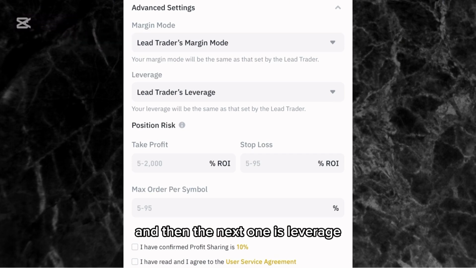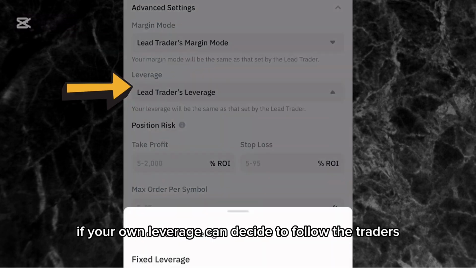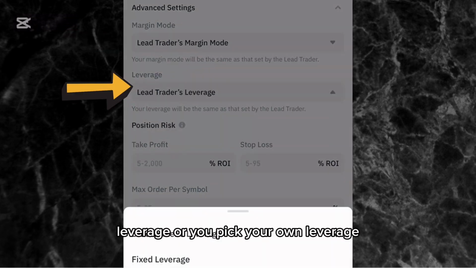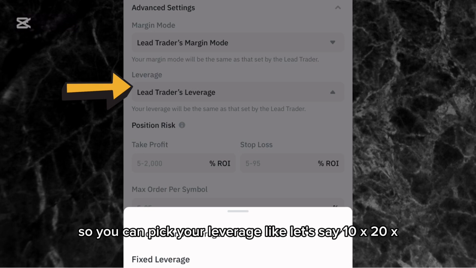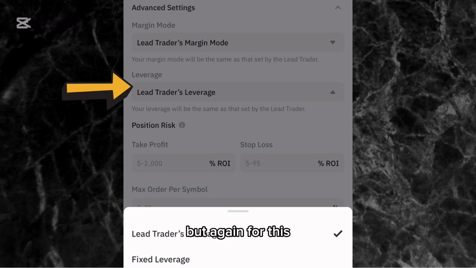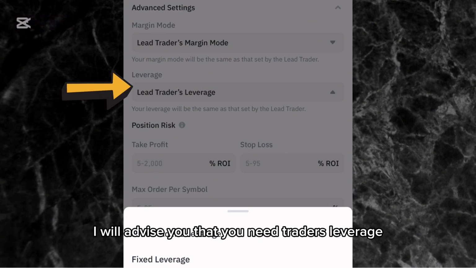And then the next one is leverage. You can decide to follow the trader's leverage or you pick your own leverage. So you can pick your own leverage like, let's say 10x, 20x, 30x, and so on. But again, for this, I will advise you that you leave it at lead trader's leverage.